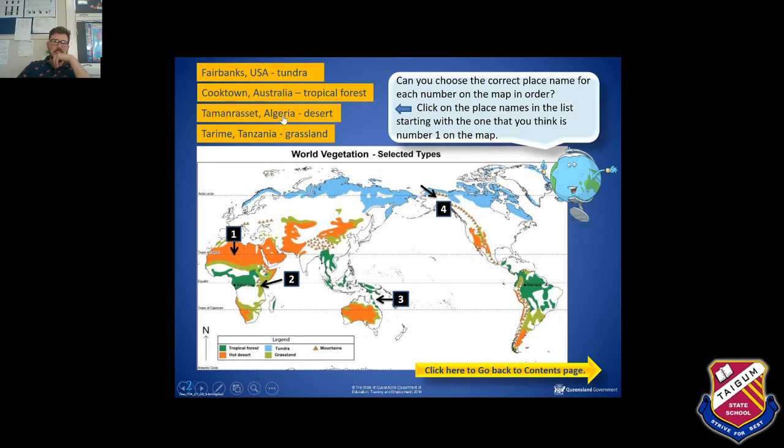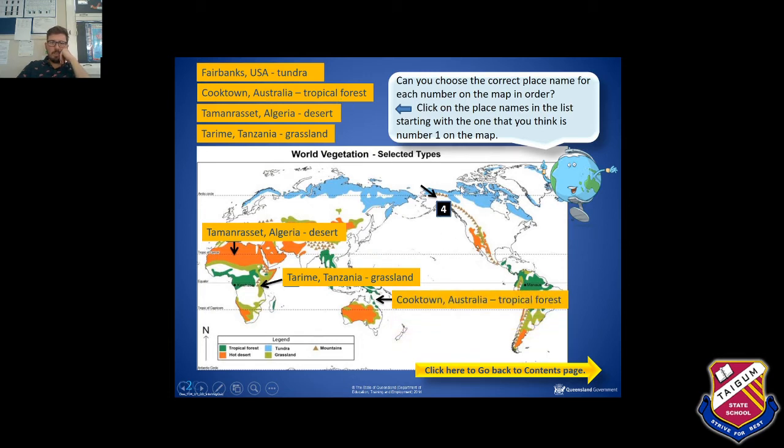My guess is Algeria. Were you correct as well? All right, which one is number 2? My guess is Tanzania. Which one is number 3? If you said Cooktown, Australia, you are correct. And number 4, Fairbanks, USA, right up in Alaska. I'd say that's the correct answer.